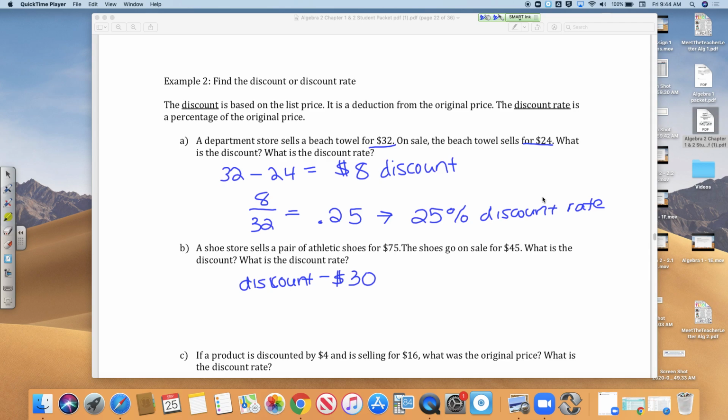And then to find the discount rate, I divide the amount of the discount, which is 30, by the original amount. The original amount of the shoes is $75 before it goes on sale. When I do that, I get 0.4, which turns out to be a 40% discount. So 40% off.